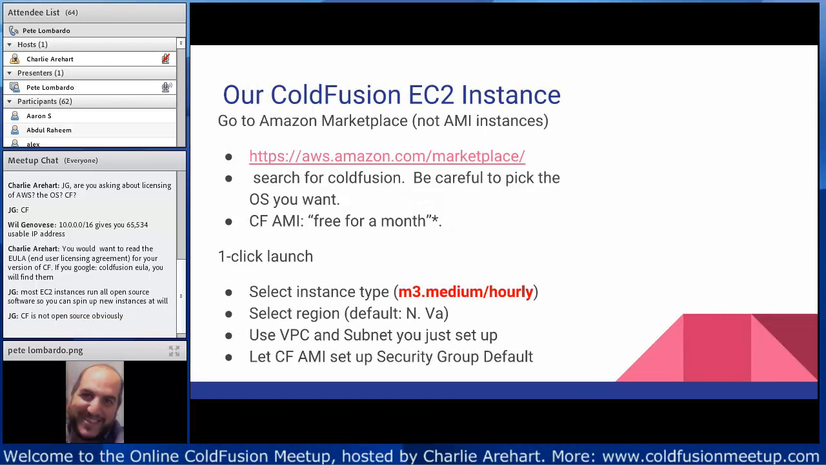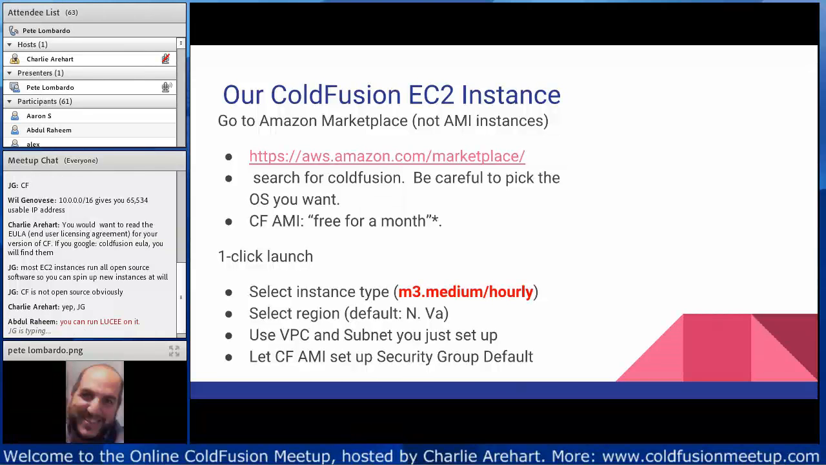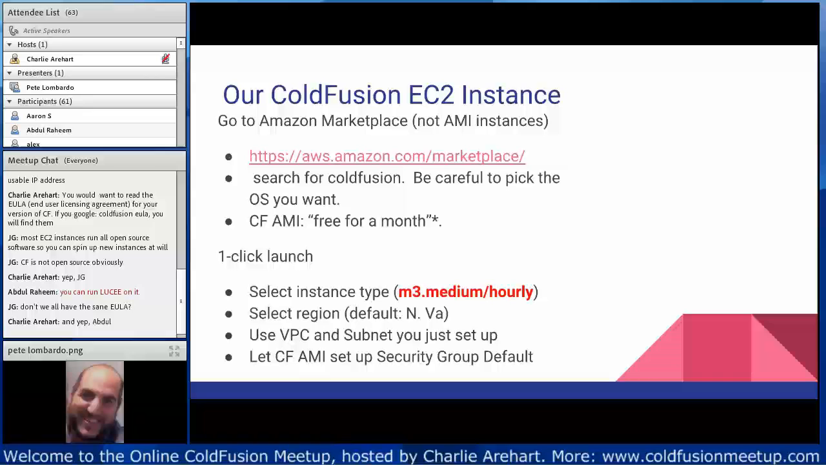So our ColdFusion EC2 instance. We are at the point where we can start talking about that. We've got our VPC, we've got our IAM configurations, we've got our subnet set up. Now, in all fairness, you can do some of that right through the marketplace interface itself, but I chose not to do that through those automated clicks. I'd rather set up those subnets and VPCs myself ahead of time so I know what it is I'm getting.